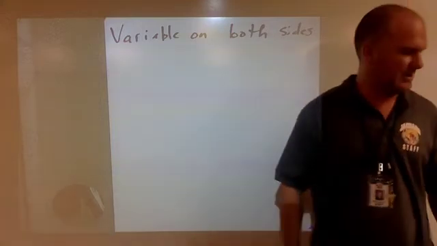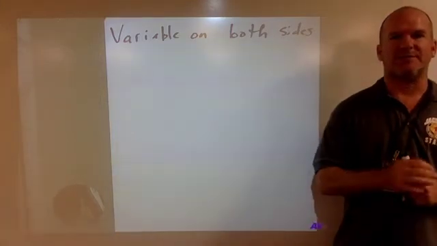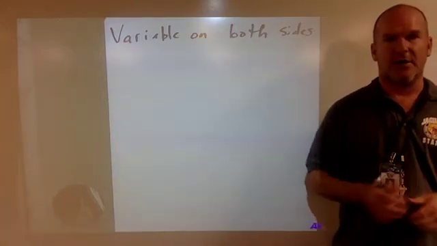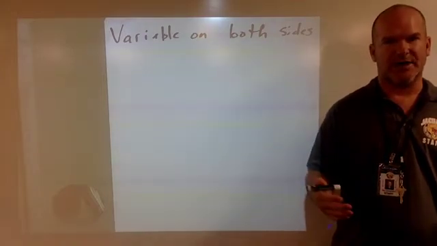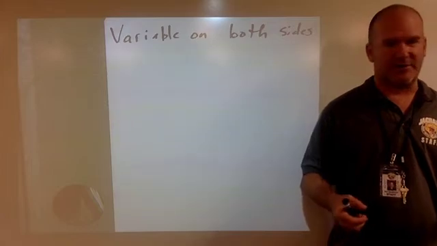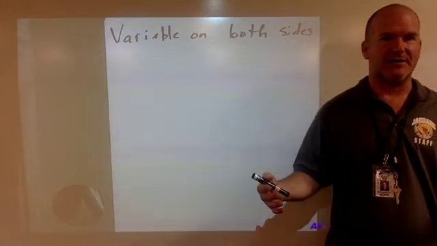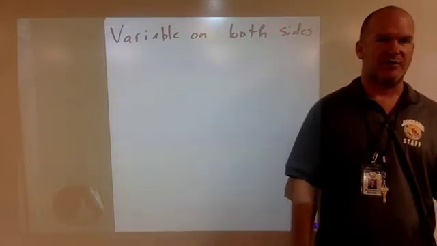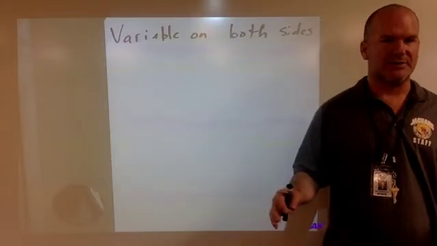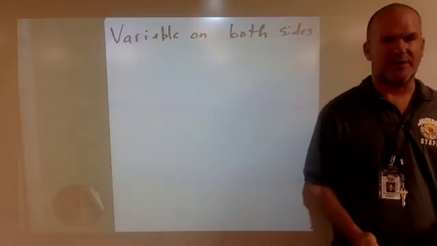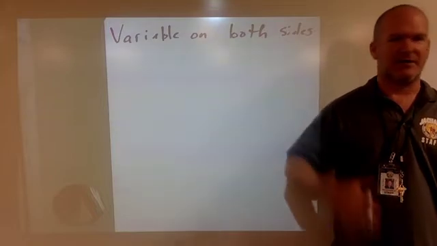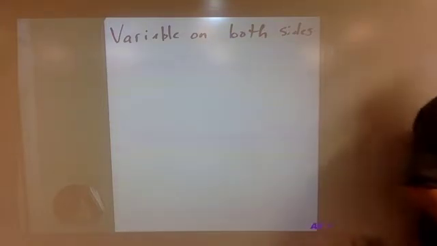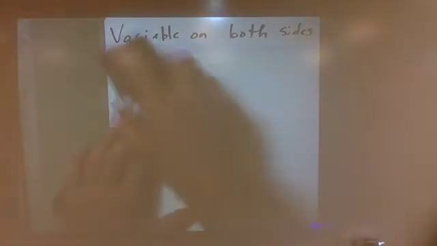Moving along, the next set of problems that we're going to have to solve for x in are going to be problems that have more than one x. You're going to have multiple x's. Specifically, you're going to have an x on each side of the equal sign. That's what this means: variable on both sides of the equation. The equation is split in half by the equal sign, so you're going to have an x on the left-hand side of the equal sign and an x on the right-hand side of the equal sign, and you're going to have to figure out what x is.